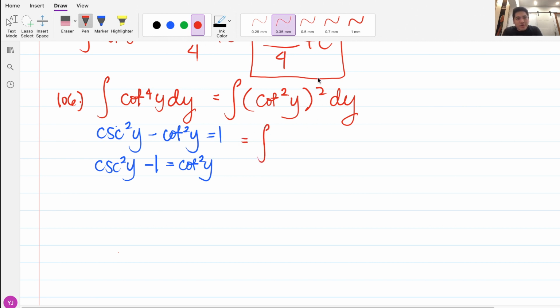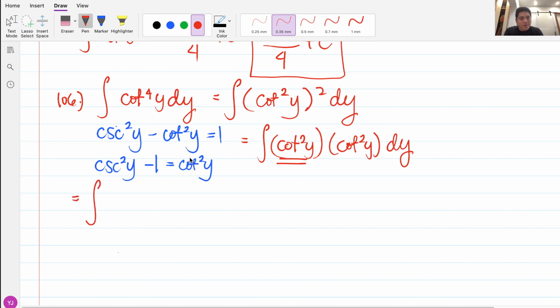Before I change it, it's raised to 2, so I can have cotangent squared y times cotangent squared y. I'm going to change just 1. Just 1. So we have cosecant squared of y minus 1 multiplied by cotangent squared of y dy.